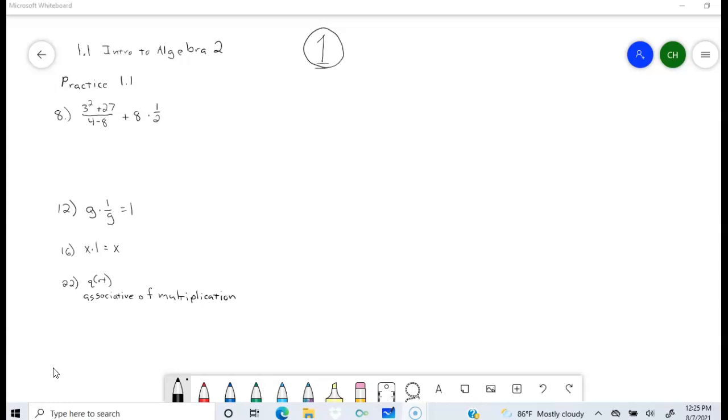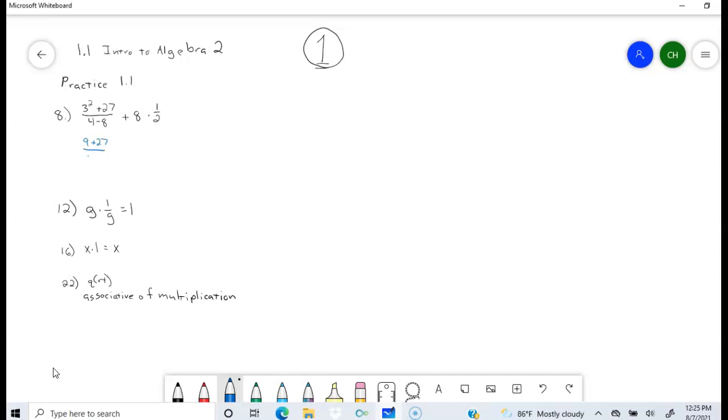First part's wanting us to simplify each expression using the order of operations. We've got 3 squared plus 27 over 4 minus 8 plus 8 times 1/2. So it'll take a few steps here. The numerator, I'm going to do the order of operations individually. The denominator, I'm going to do the order of operations individually, and then the rest of it. So I know 3 squared is 9. Everything else will just carry with it.